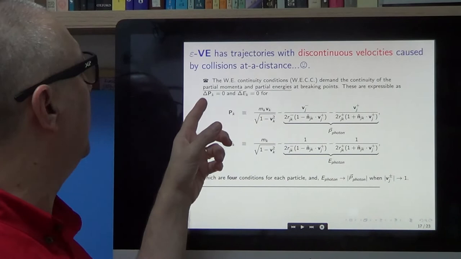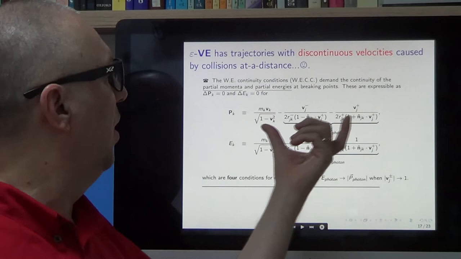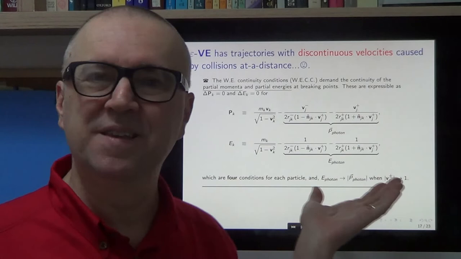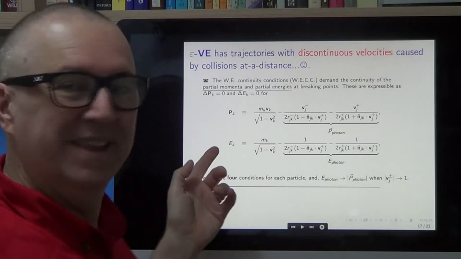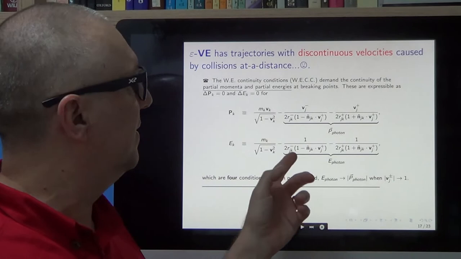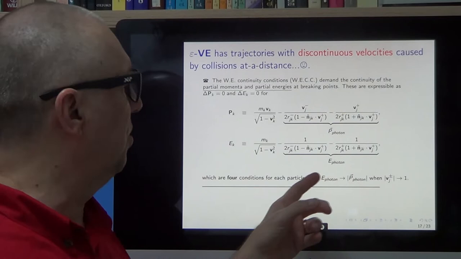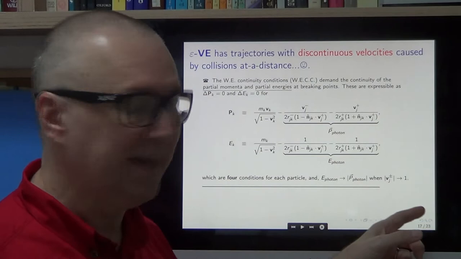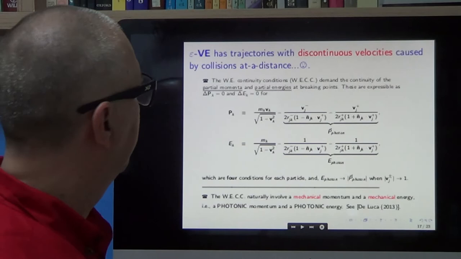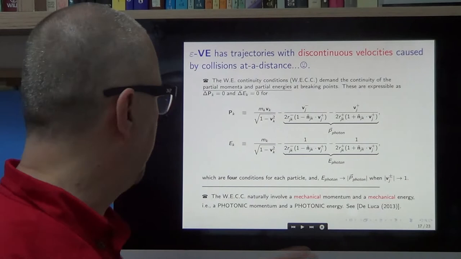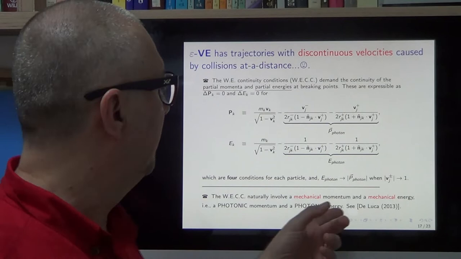And delta pk is the mechanical momentum plus something which I call the photonic momentum. It is mysterious in the divergent QED. So here, nobody told you about the Weierstrass-Erdmann conditions before, so I'm saying it now. And the energy to be continuous is the mechanical energy plus this photonic energy. And these are four conditions for each particle. And whenever the velocity in the future, either future or past, tends to 1, you have that E photon tends to the P photon, like the dream with the divergent QED. Okay. The VECC naturally involves a mechanical momentum and a mechanical energy, which I call photonic momentum and photonic energy. See, for example, 2013 in my papers.